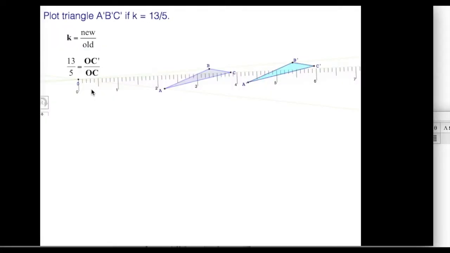K is new over old, K is 13/5. We're trying to figure out where to plot the O to C prime. We've measured O to C, and we got 3.844. I'm going to replace the O to C with 3.844, and then to calculate O to C prime, I'm going to cross multiply the 3.844 and multiply the 13 and then divide by 5. And that will give us 9.9944, so really close to 10.